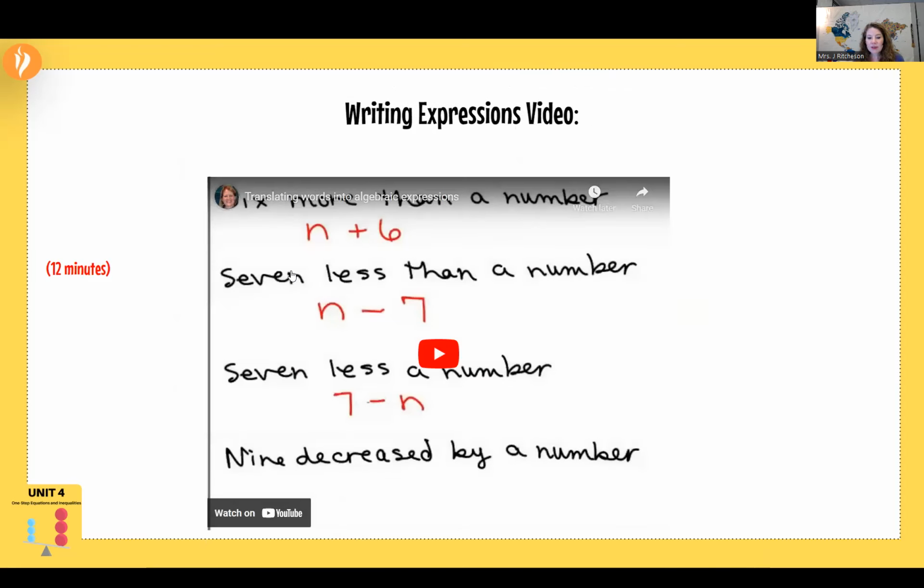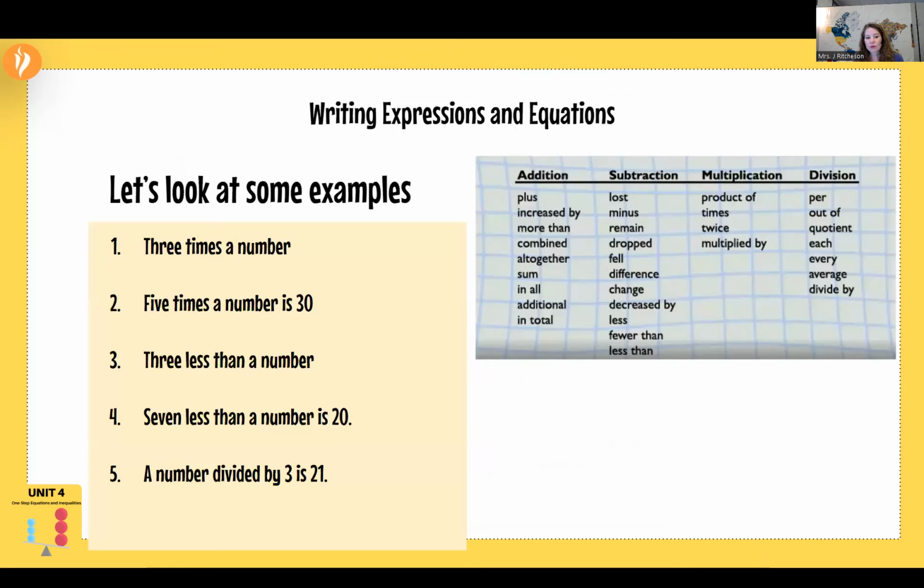All right, here's another grid video. It's 12 minutes long. So all of these go over how to write expressions. And of course, expressions don't have equal signs, equations do. All right, so let's look at some of these examples. Here's 5. So I want you guys to pause the video and come up with your own equations and then come back to the video and make sure you get them right.